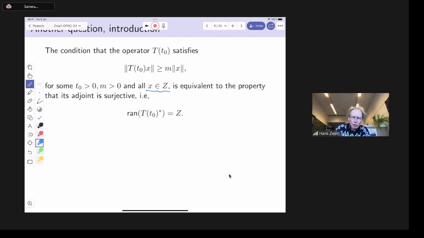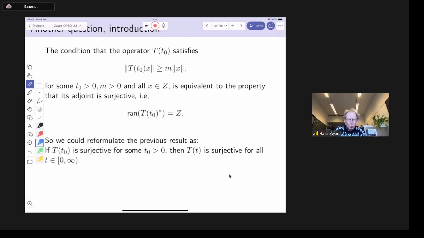So you could say if the range of the semigroup at one time instant is the complete space, then it holds. Because I'm in the Hilbert space, there is basically not that much difference between looking at the semigroup or its adjoint, so I forget the adjoints. I reformulate these results first: if I have a semigroup which is surjective for some positive time, then it's surjective for all time. And that gave me the idea: can I now think about this and see if there are other properties?